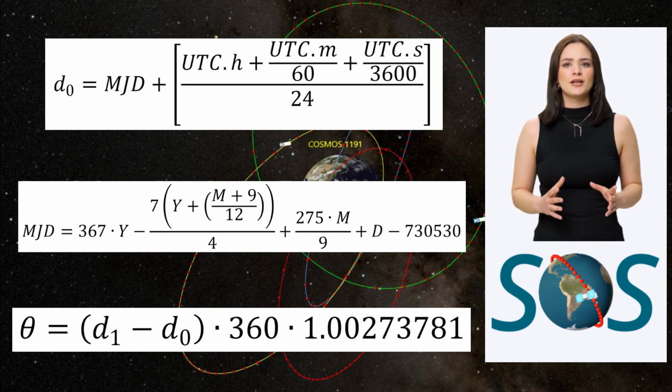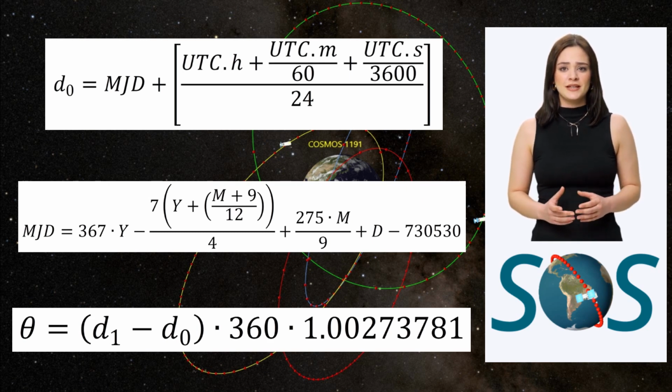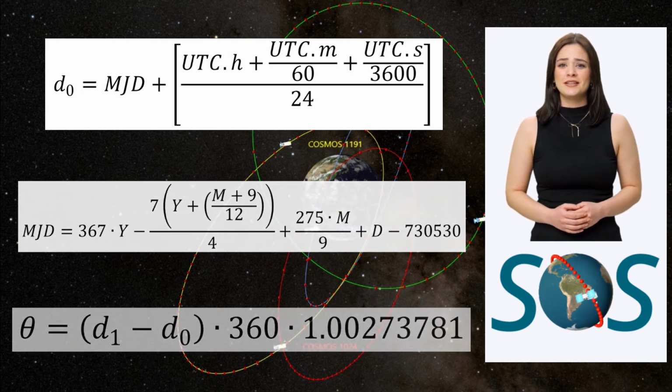To calculate the current Greenwich Sidereal Time in degrees, simply find D1 for the current time using the first equation, and then insert this value into the last equation.